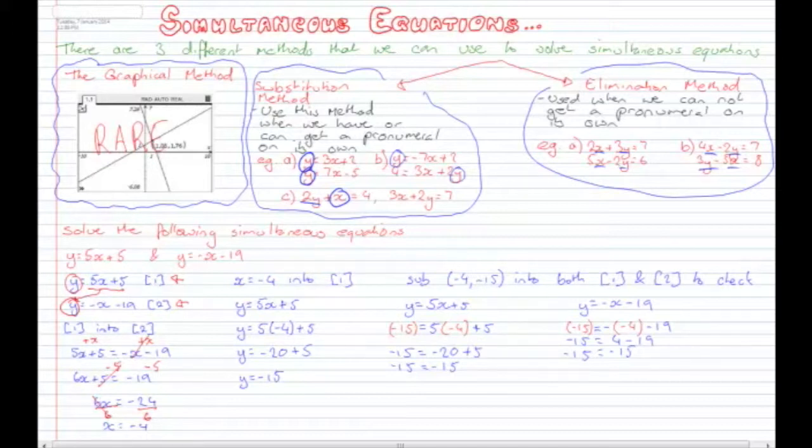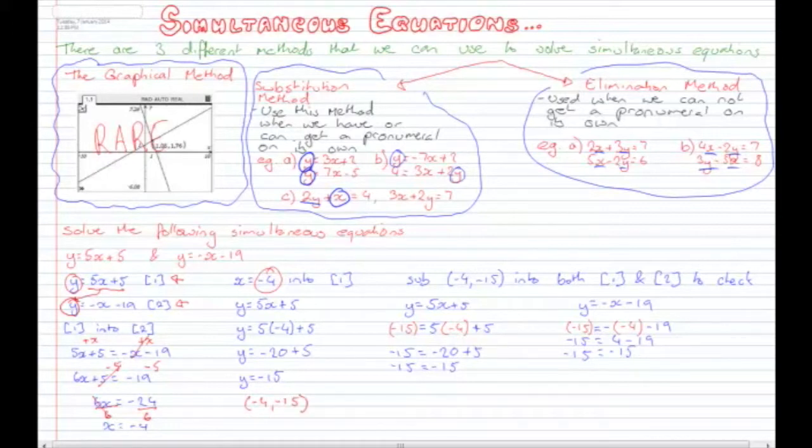So I've got y equals 5x plus 5 as equation 1. Substituting x equals negative 4 now, y is 5 times negative 4 plus 5. 5 times negative 4 is negative 20, and then I add 5, which gets me negative 15. So y is equal to negative 15. As far as we are aware right now, before we check it, we think that these two equations intersect at the point negative 4, negative 15.